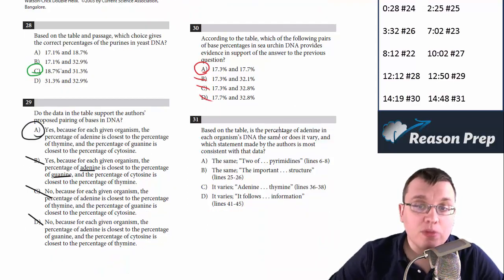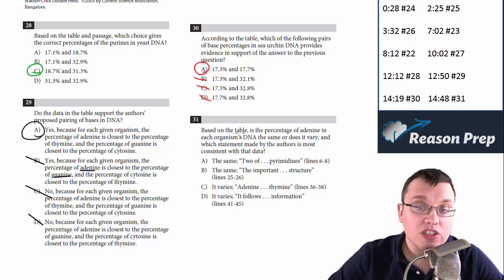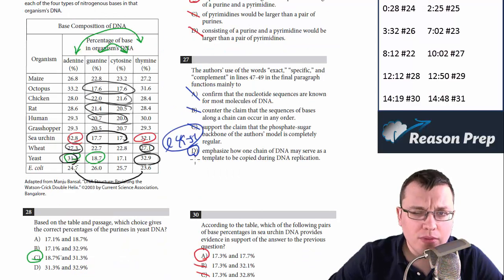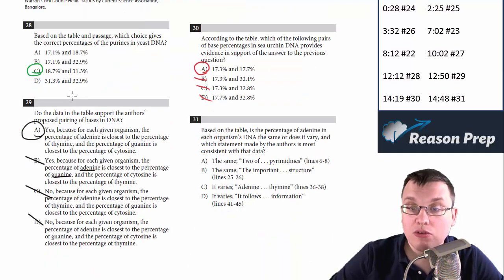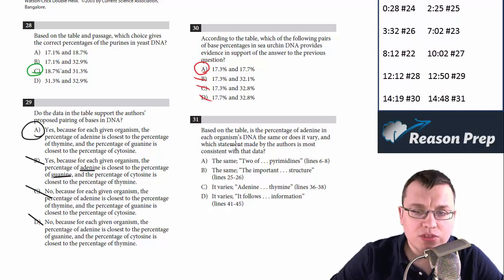Based on the table, is the percentage of adenine in each organism's DNA the same, or does it vary? And which statement made by the authors is most consistent with that data? So the adenine varies. On the low end, we have 24.7. On the upper end, we've got 33.2. That's significant. So yes, we'll say it varies. Now we've got to see which sentence supports that.